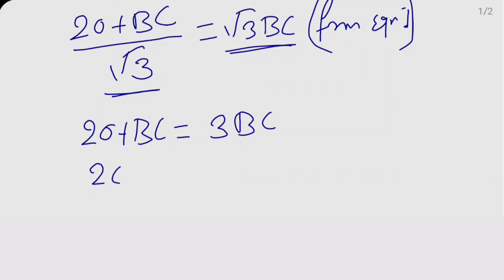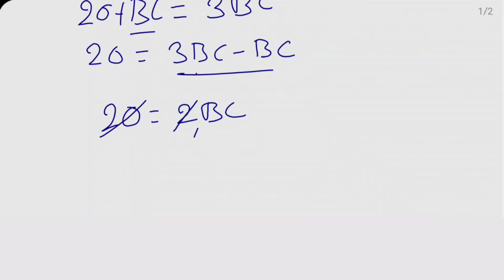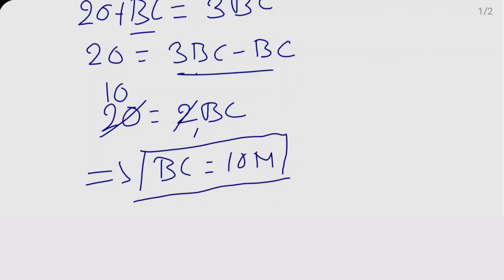And now 20 equal to 3 BC minus BC. This BC comes to the RHS side, it becomes a minus. And now 20 equal to 3 BC minus BC, which is 2 BC. And now 2 tens are 20, so BC equal to 10 meters. Is it clear? So BC is the width of the canal.